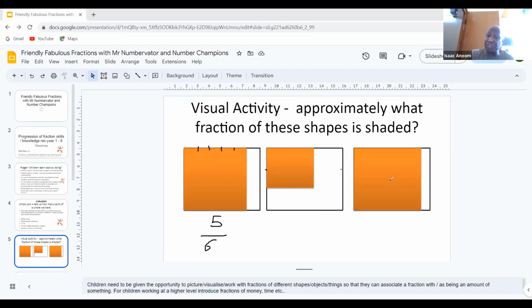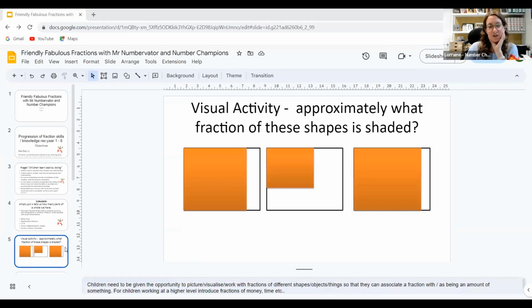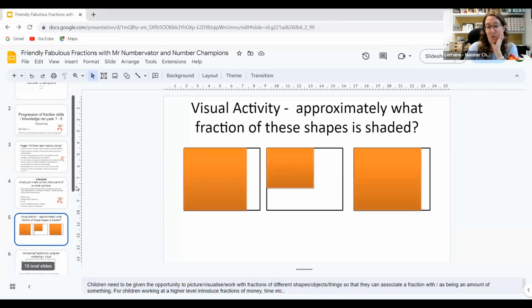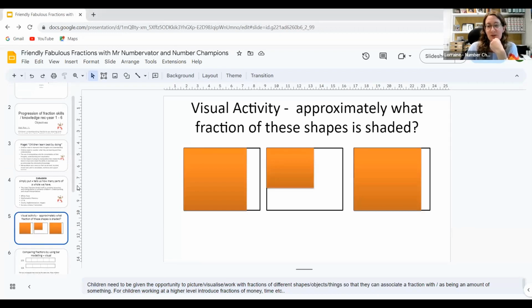And then the last shape, any ideas on the last shape? I measured it again. I cheated. 9/10. I've used the word approximately because some children will want to find the actual amount. Oh, that's Isaac, good. Would you encourage the children to make a guess at what they think? So, for example, the last one. Yes, I would. Yes, Lorraine. I mean, that's why I've used the word approximately. They're making a guess. How much of that shape do you think has been coloured in?